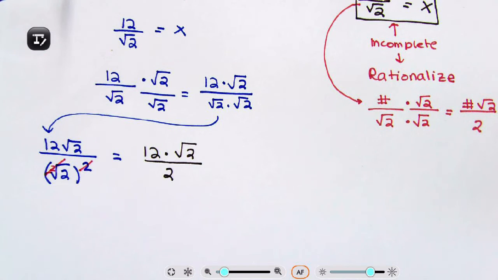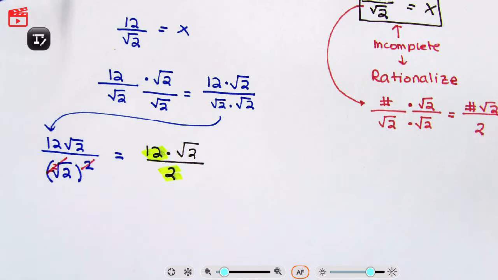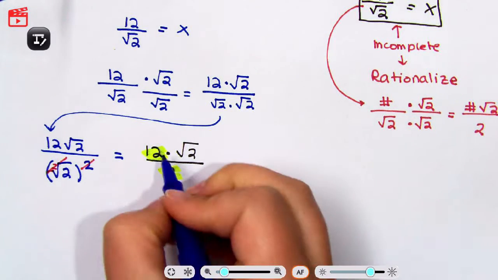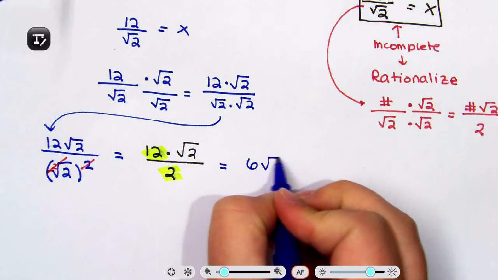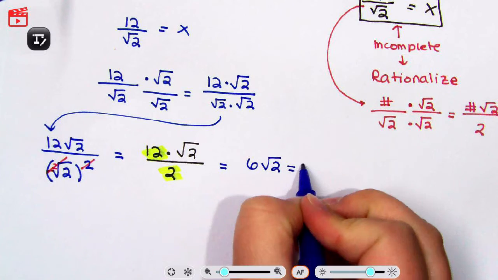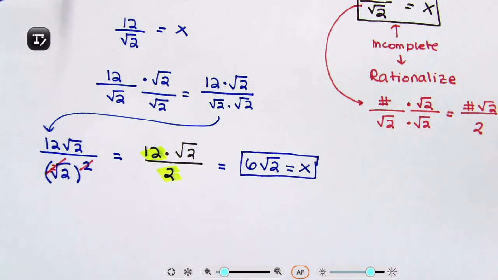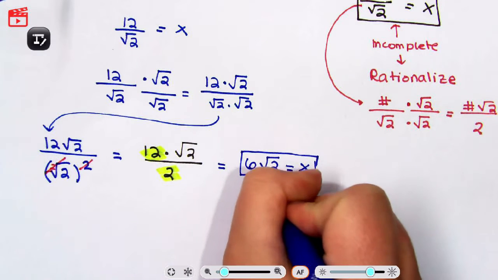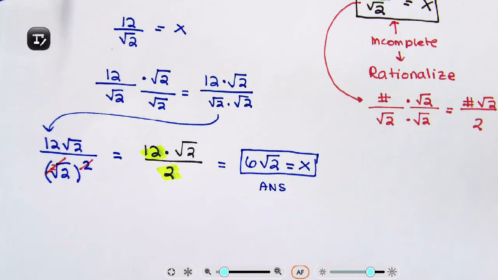Now, because you have multiplication, you'll notice that multiplication is very much king. Multiplication is king. It's so important. I call it the king. 12 divided by 2 is 6, so 6 times root 2, and that is your answer for x. After you have rationalized your denominator, your answer is 6 root 2 for the value of x. So do more examples.